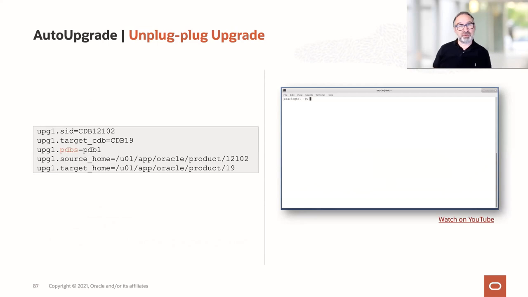Let me show you this with a quick demo. For the demo, we use that config file here. So in the first line, this is the current CDB where my PDB is plugged in. The second line, the target CDB, is the receiving CDB. So I will unplug, third line, only one PDB here, PDB 1, and it will be plugged into CDB 19 and then upgraded. And source and target home.